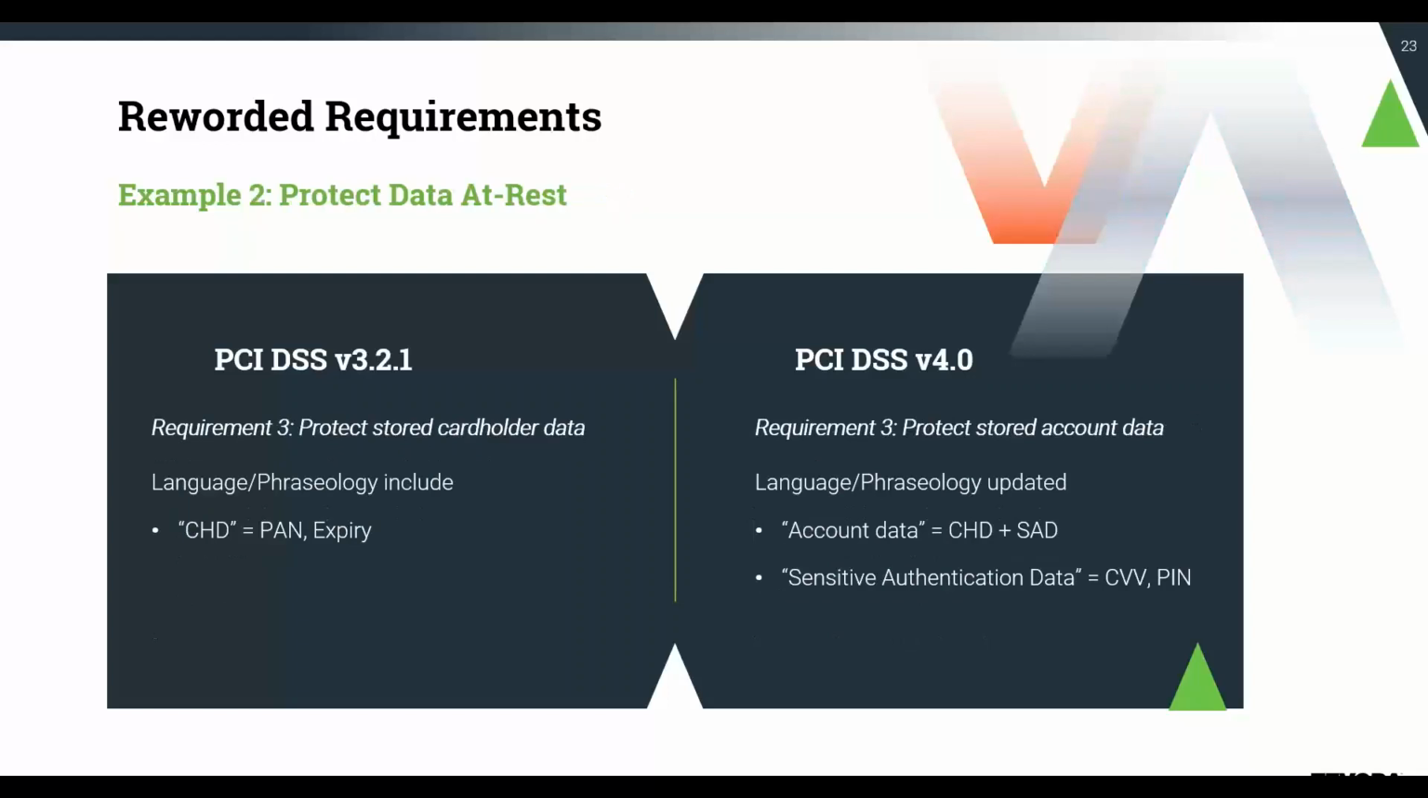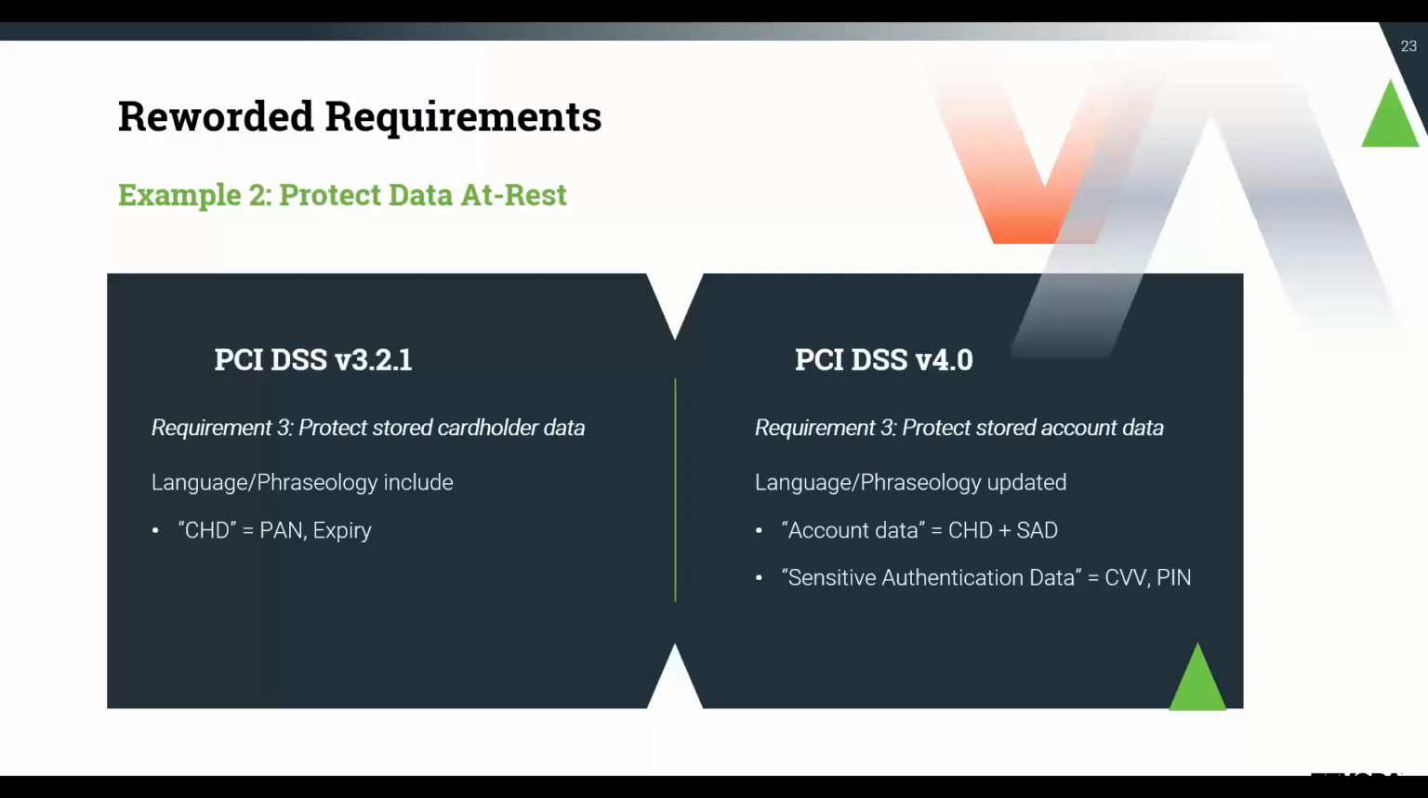The second type of requirement, we chose this example because it shows the rewording to expand the assets that these requirements would apply to. For instance, in 3.2.1, requirement 3 for protecting data at rest really just focused on cardholder data. And cardholder data is defined by the SSC as things like the 16-digit number and expiration date, nothing to do with what's on the back of the card for the most part.